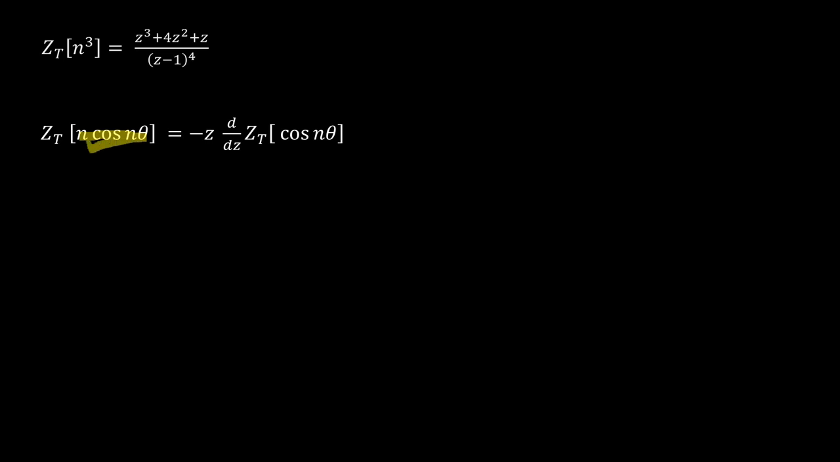That is, z transform of n cos n theta can be written as minus z into d by dz of z transform of cos n theta, which is equal to minus z into d by dz of, what is your z transform of cos n theta? It is z square minus z cos theta divided by z square minus 2z cos theta plus 1.